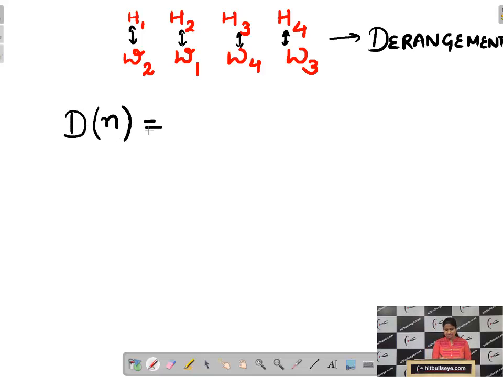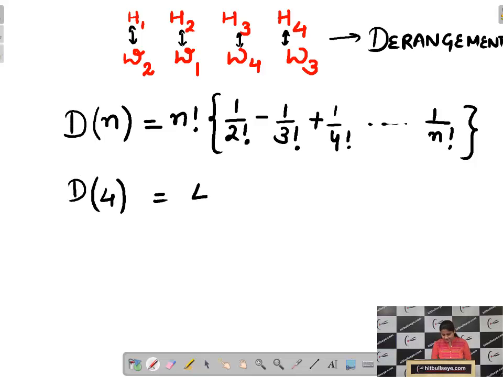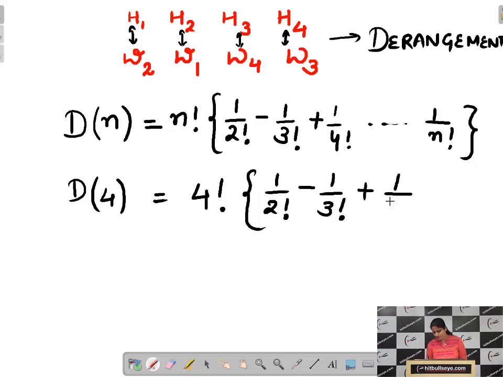Derangement of n things can be done in how many ways? That can be done in Dn ways. And what is the formula? This is n factorial into 1 by 2 factorial minus 1 by 3 factorial plus 1 by 4 factorial, and so on, up to 1 by n factorial. So there are 4 things. So we want to derange 4 things. That can be done in D4 ways. It will be 4 factorial into 1 by 2 factorial minus 1 by 3 factorial plus 1 by 4 factorial.